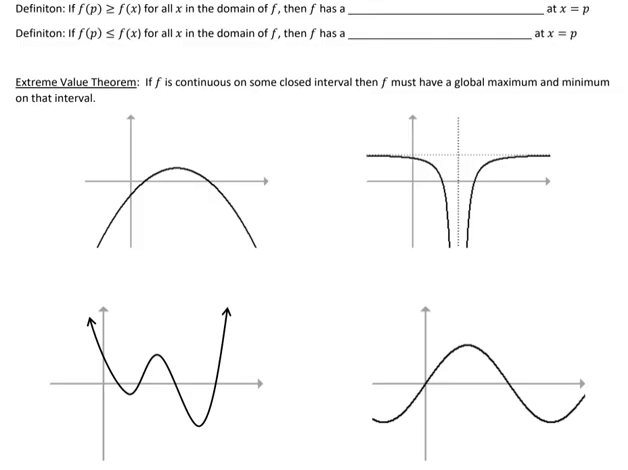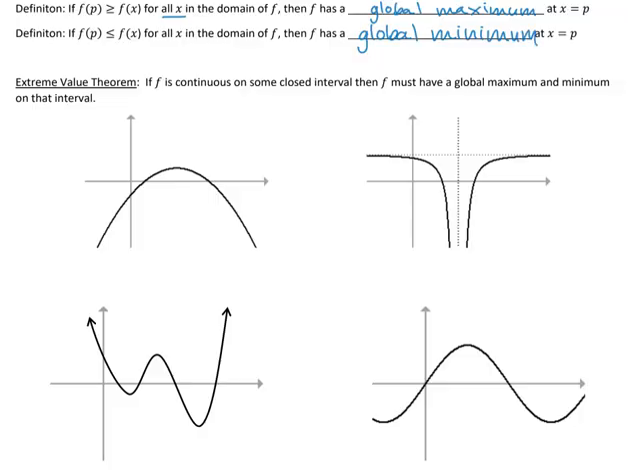For the definition right here at the top, we say that if f of p is greater than or equal to f of x for all x in the domain of f, this is where it's different from local max and min. If that's true, we would say that f has a global maximum at x equals p, and if f of p is less than or equal to f of x for all x in the domain of f, then f has a global minimum at x equals p.